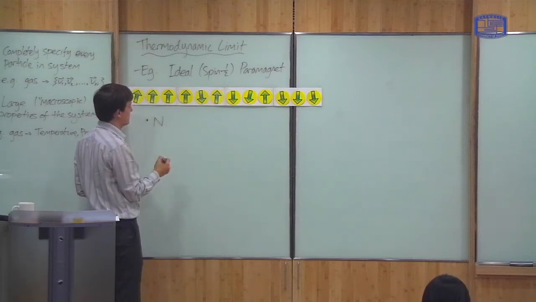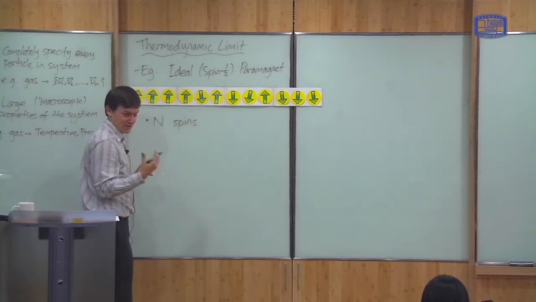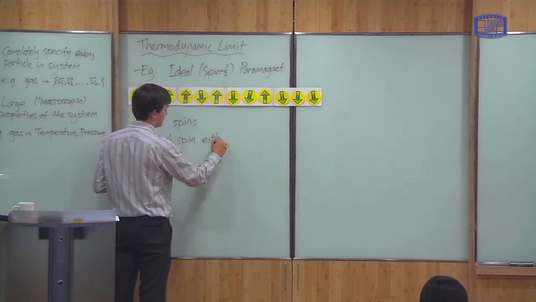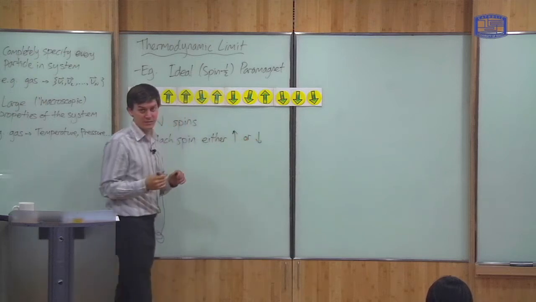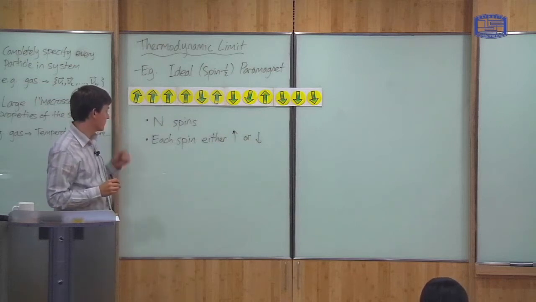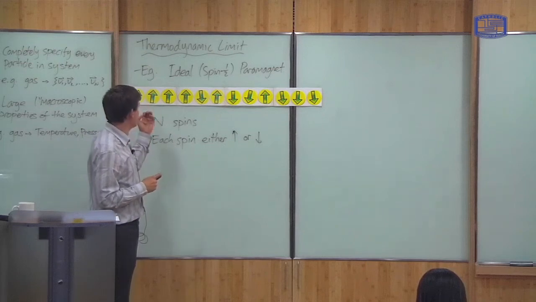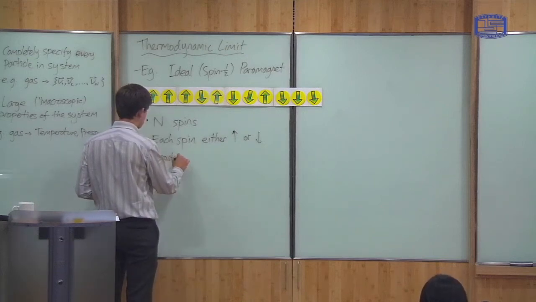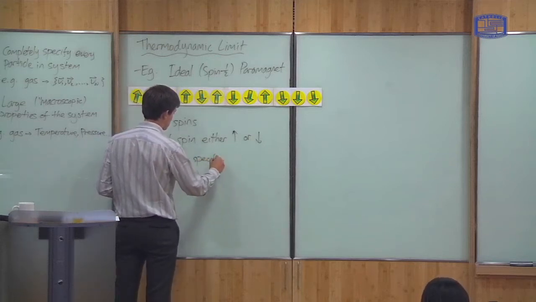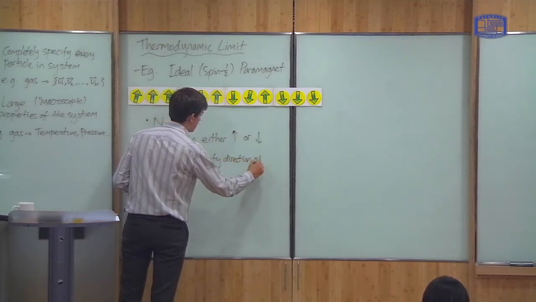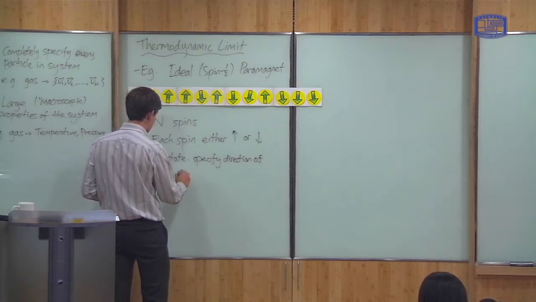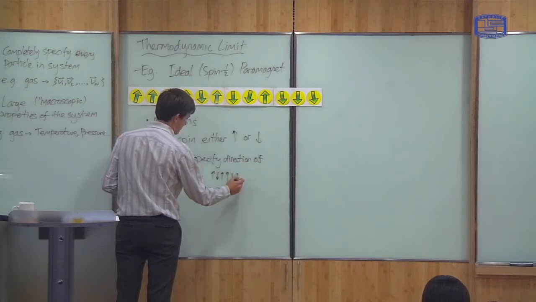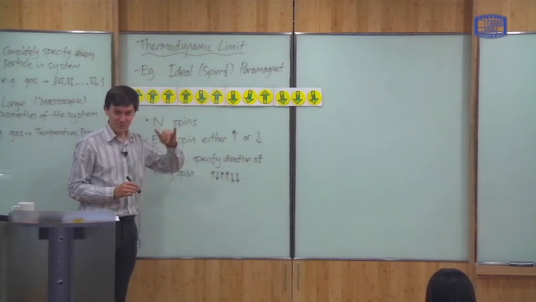So let's explain what this model means. There are n spins. That defines the microstate. Each spin only has two possible states. It's either pointing up or pointing down. But that's it. Those are the only two possibilities for this system. And the microstate is specifying the direction of every spin. So I say first one's up, second one's down, next one's up, next one's up, next one's down, next one's down. I tell you what every spin is doing.